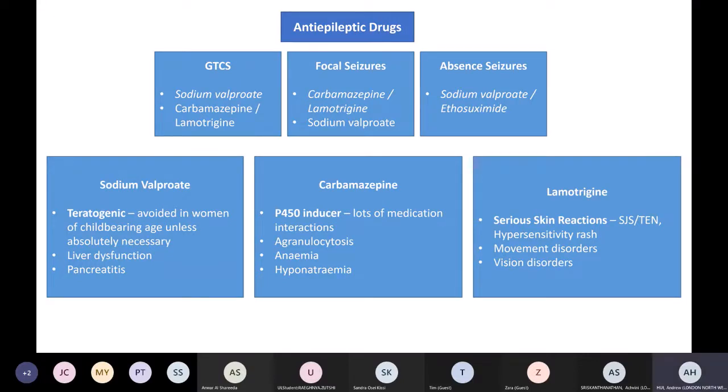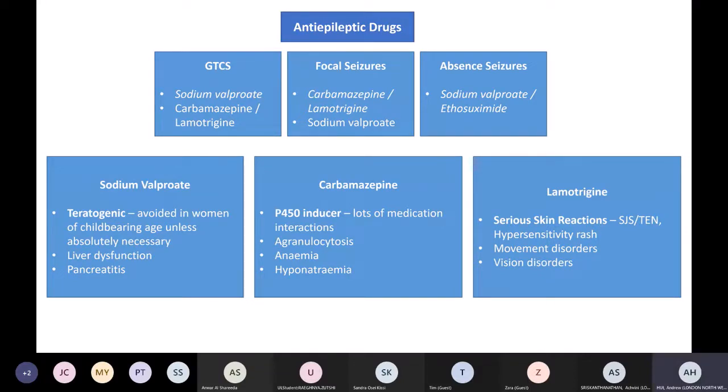And we tend to only give sodium valproate to women of childbearing age as a last resort, where other anti-epileptics have failed or don't adequately control the patient's epilepsy. For carbamazepine, SBAs really like talking about its interaction with other drugs because it's a P450 inducer. But among other things, it can cause agranulocytosis, anemia, and sometimes, rarely, hyponatremia.